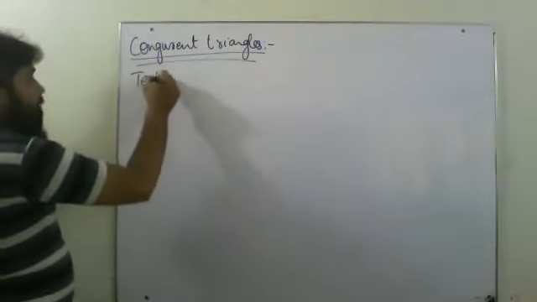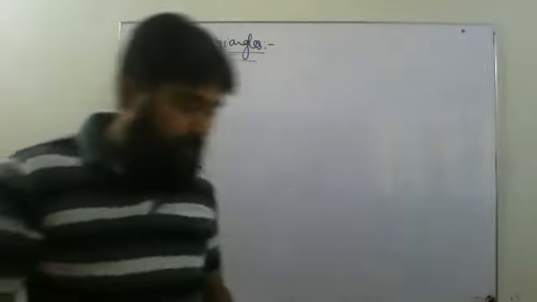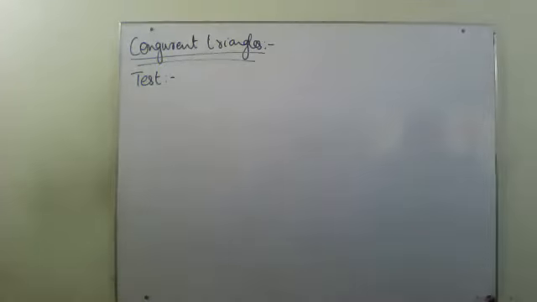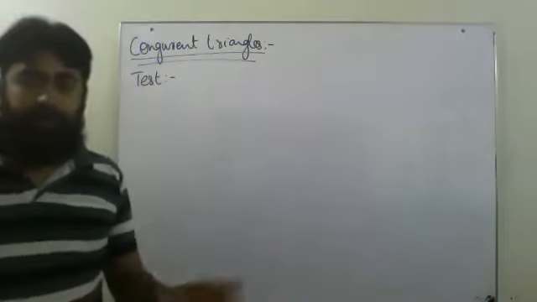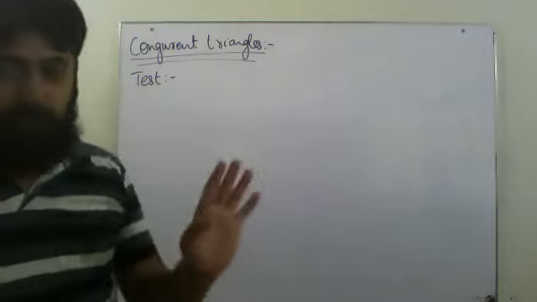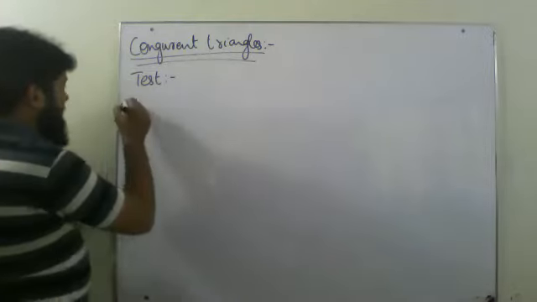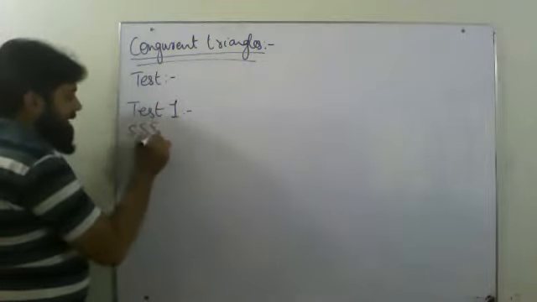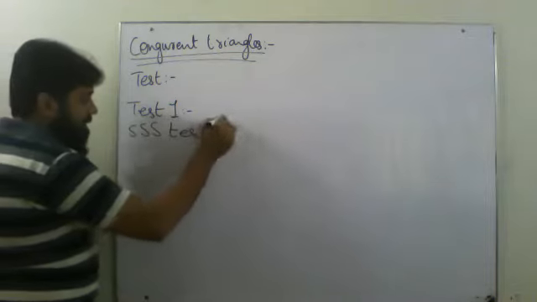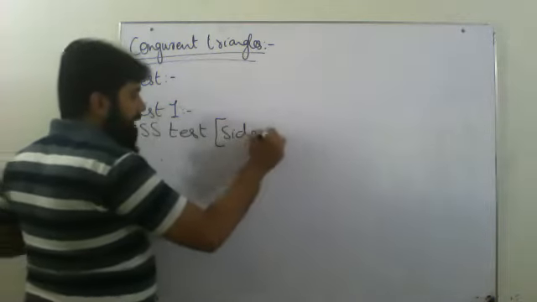First of all, we are going to have tests over here. If those tests are fulfilled by a pair of triangles, it means you don't have to go through everything again. You will say, okay, if this test is followed by my pair, it means it's congruent. So my test number one is the SSS test, meaning the side, side, side test.